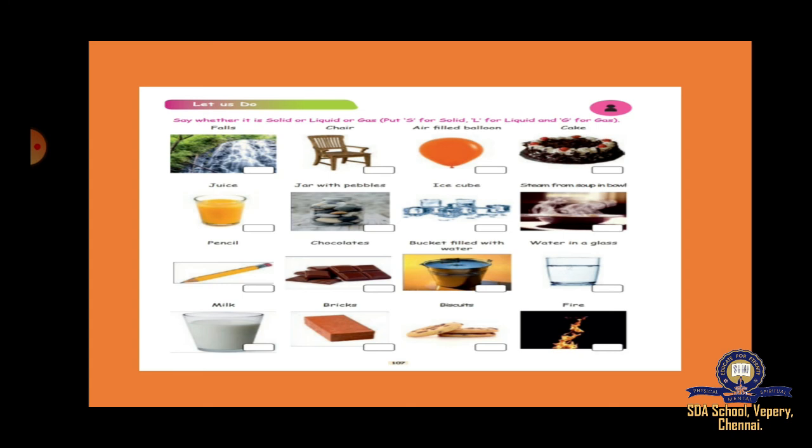Okay, the second picture is a chair. Chair is solid. Third one, air filled in balloon. What is that? Air filled in balloon, just now explained. It is gas. Cake. Cake is a solid again. Juice. Juice is also liquid. Now, jar with pebbles. Pebbles means stones. It is solid. Ice cubes. Ice cubes also solid. Steam from soup in bowl. Steam means the vapor, water vapor coming up from a hot bowl. That is gas.